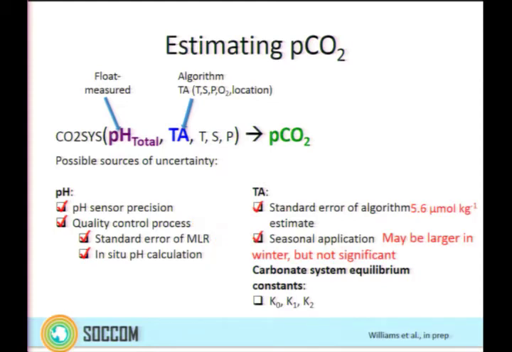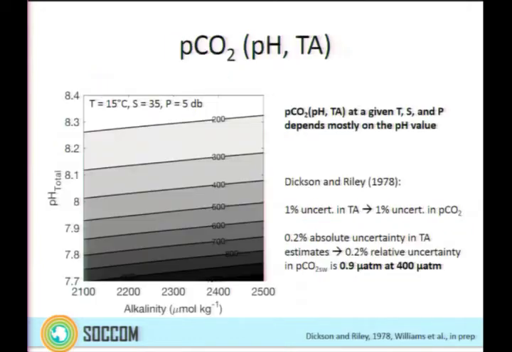And then, as I said, the alkalinities we're using are not exact measurements. They're estimates. And the uncertainty in those is about 5 or 6 micromoles per kilogram. And that uncertainty may be larger in the winter. We're working on quantifying that. But as I'm going to show you, the alkalinity is actually not that important for this calculation.